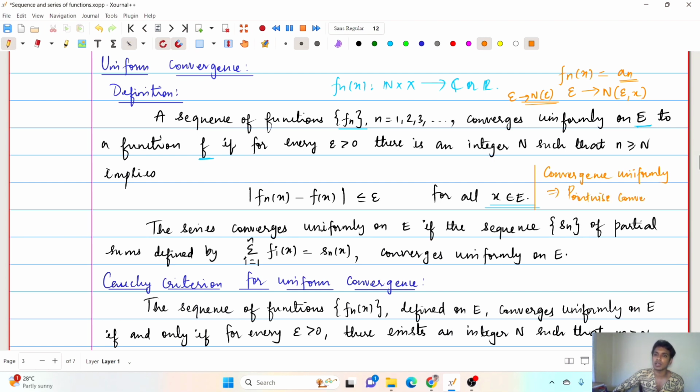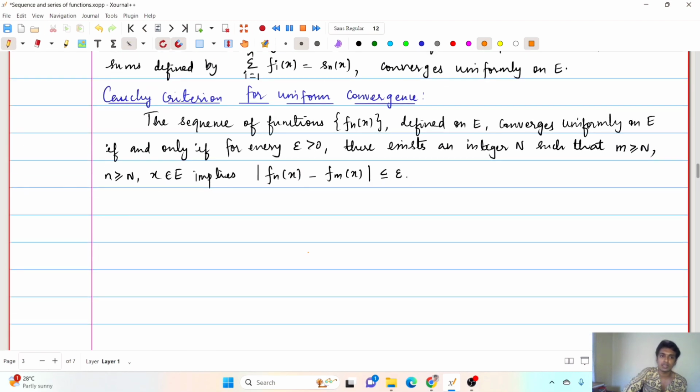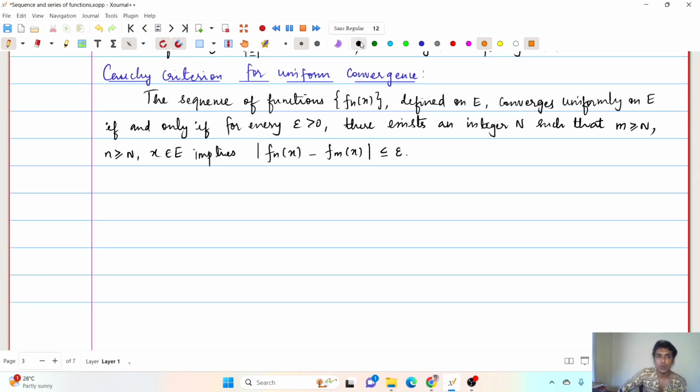Now to check the uniform convergence of a series, construct the sequence of partial sums and examine its convergence. Next, we are going to discuss the Cauchy criterion for uniform convergence, which says a sequence of functions converges uniformly on E if and only if for every epsilon positive there exists an integer N such that m bigger than or equal to N and n bigger than or equal to N implies the difference is less than epsilon. So if we prove it is uniformly Cauchy, that is enough to say that it converges uniformly. We will just see the proof.